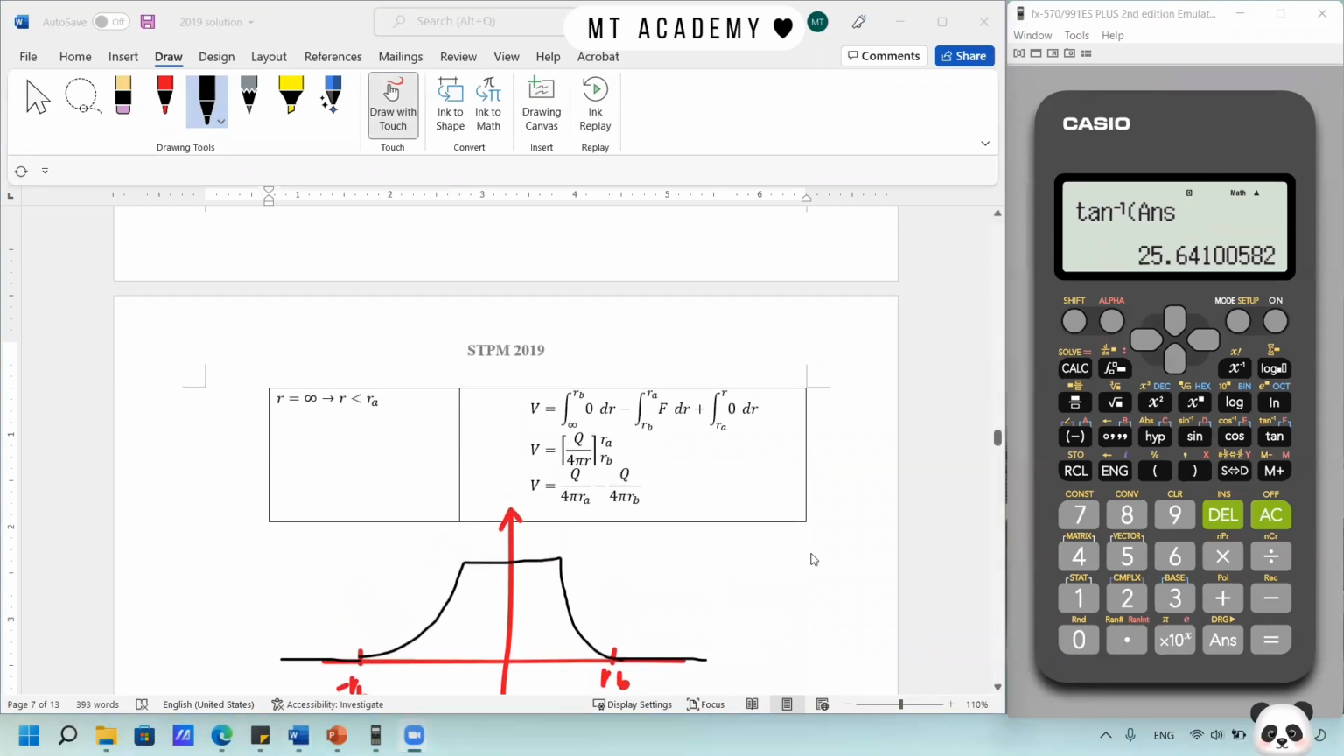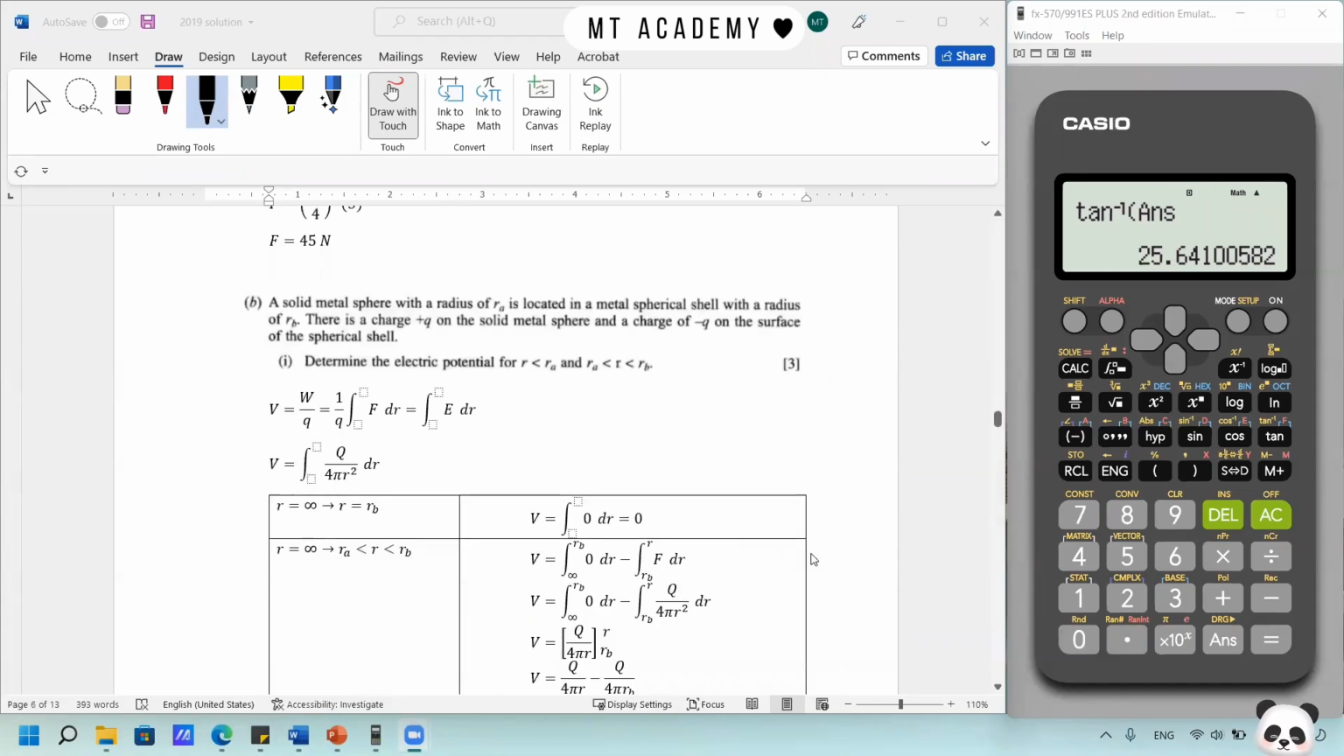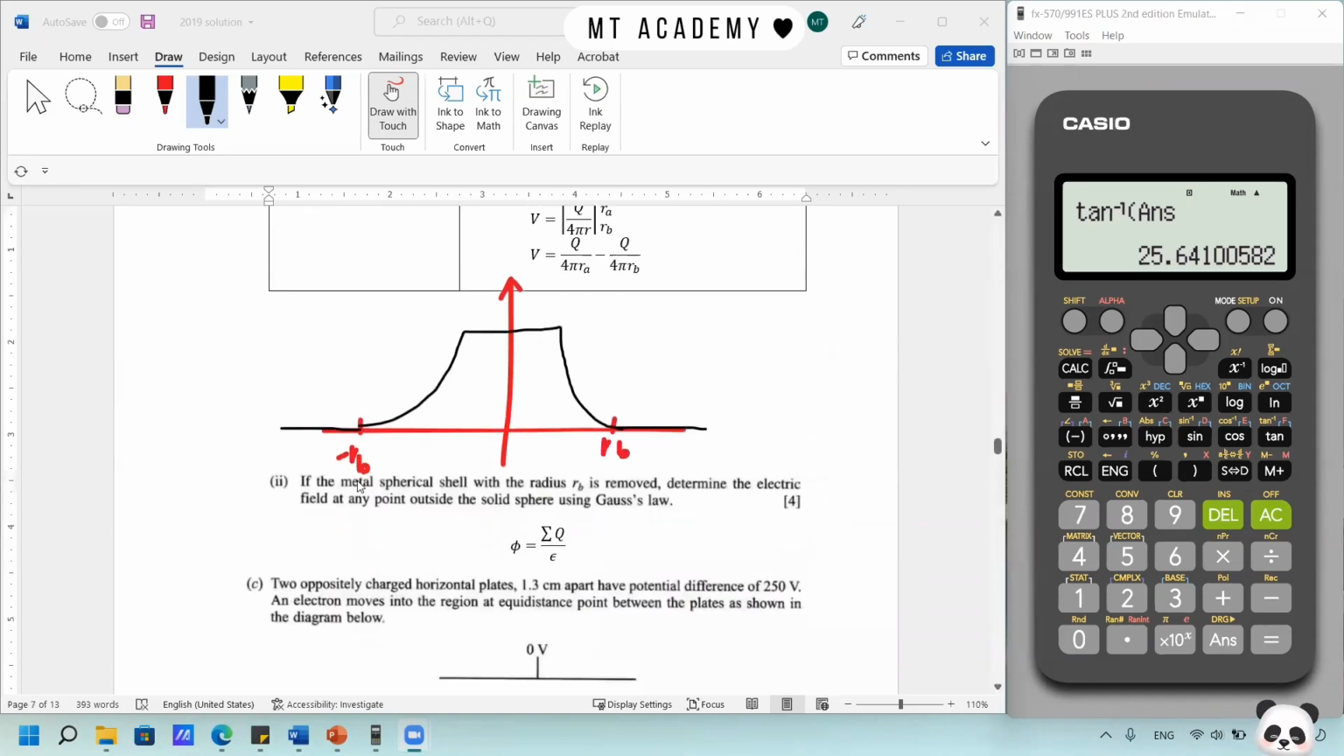Okay, so this is what you can imagine about the electric potential happening around these two charged objects. So we proceed to the next question. If the metal spherical shell with the radius RB is removed, determine the electric field at any point outside the solid sphere using Gauss's law. So this is quite straightforward. We have learned it before.